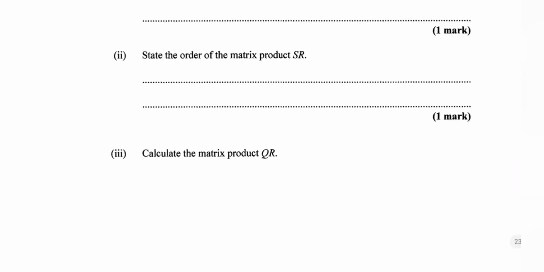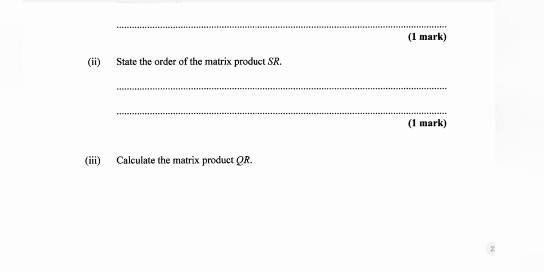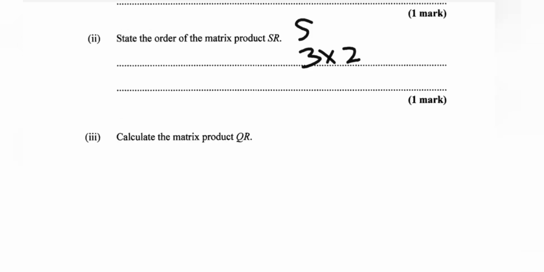Guys, we're looking at question 10a II. It asks us to state the order of the matrix product SR. So we're going to write down the order of each of these matrices. The order of a matrix is given by the number of rows times the number of columns. S is a 3 by 2 matrix. And R is a 2 by 2 matrix.